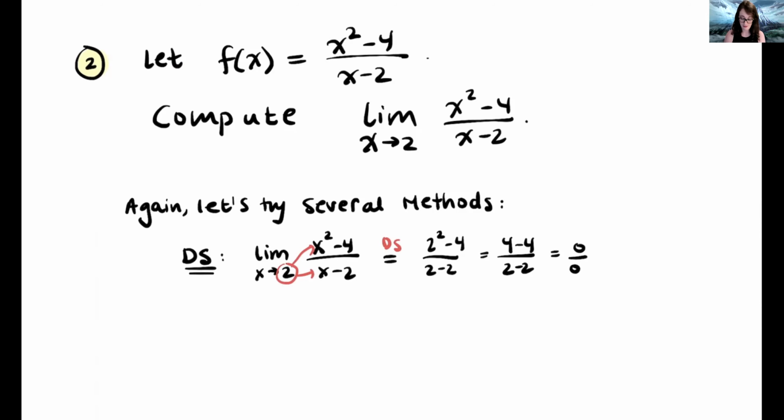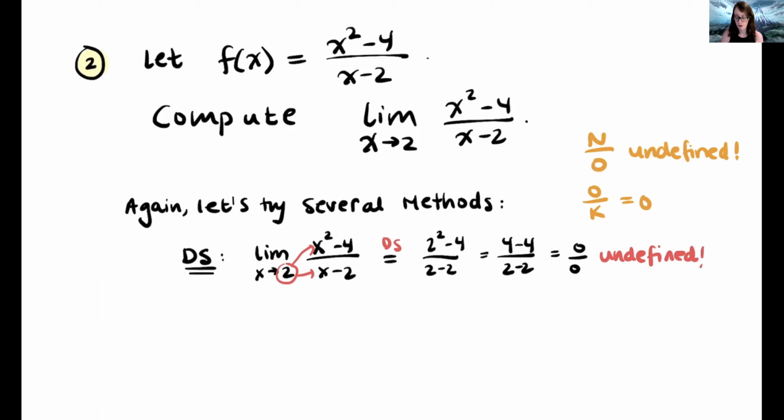Remember, 0 on the bottom is not okay. It's undefined. 0 up top is okay, this will just equal 0. But if you have a 0 in the bottom, that's a problem. So here, direct substitution is giving us an undefined answer, meaning that 2 is not in the domain of the function. There's like a hole in the graph, or maybe an asymptote of some kind.